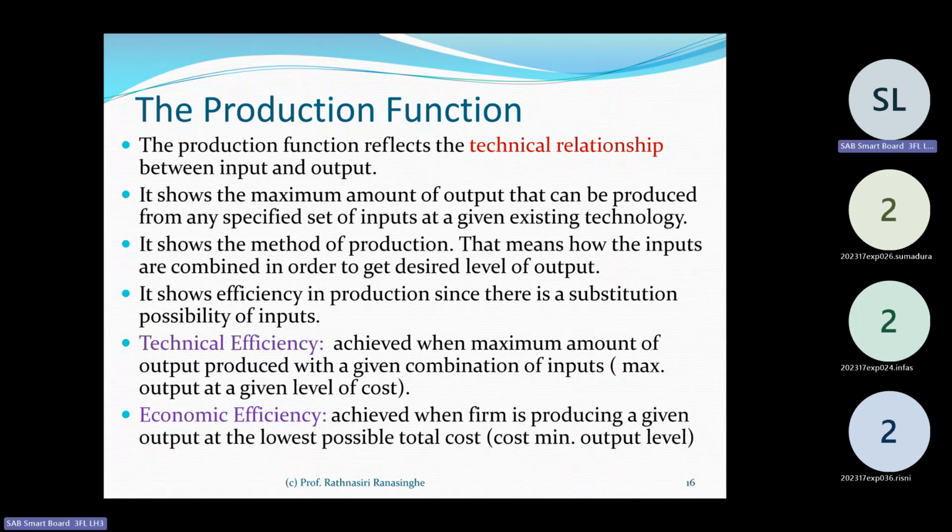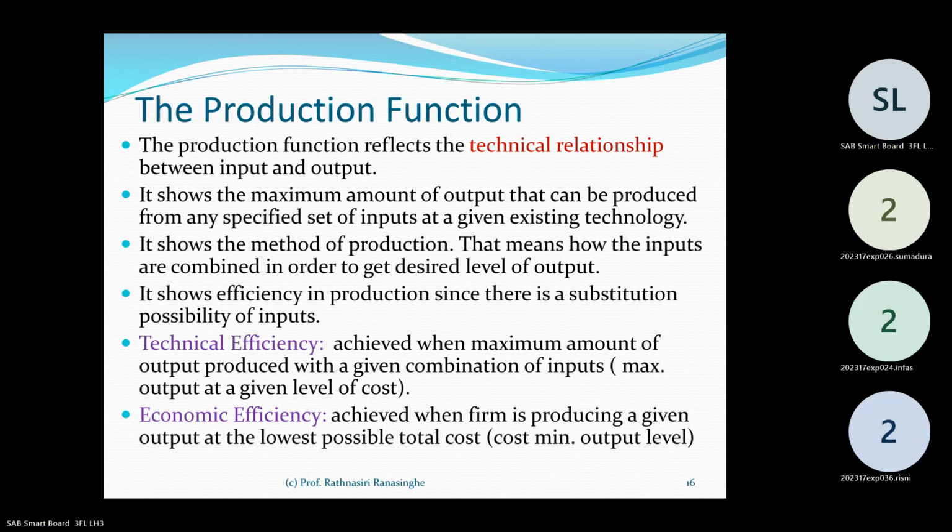So therefore, we need to use the maximum quantities of labor and capital in order to get the maximum output level. Even though it does not talk about the cost side, this is the physical side. But finally, it depends on the cost also. Factor prices are also important. Later on, we will talk about that also.